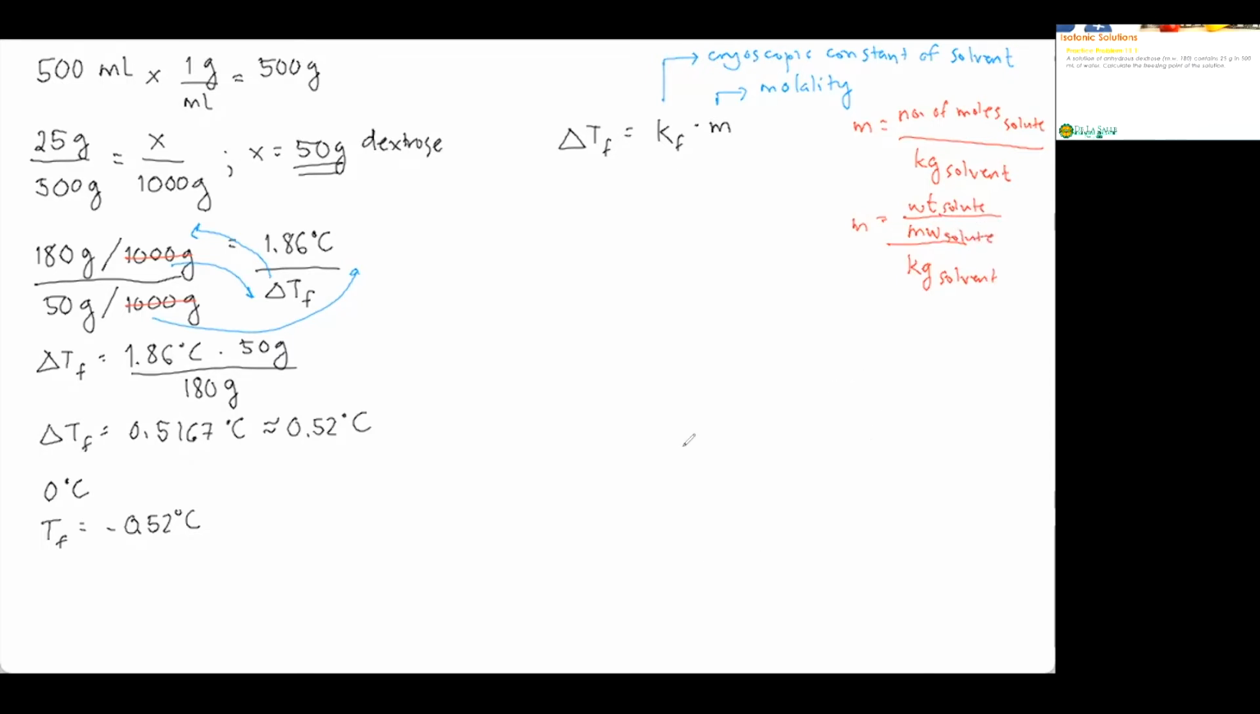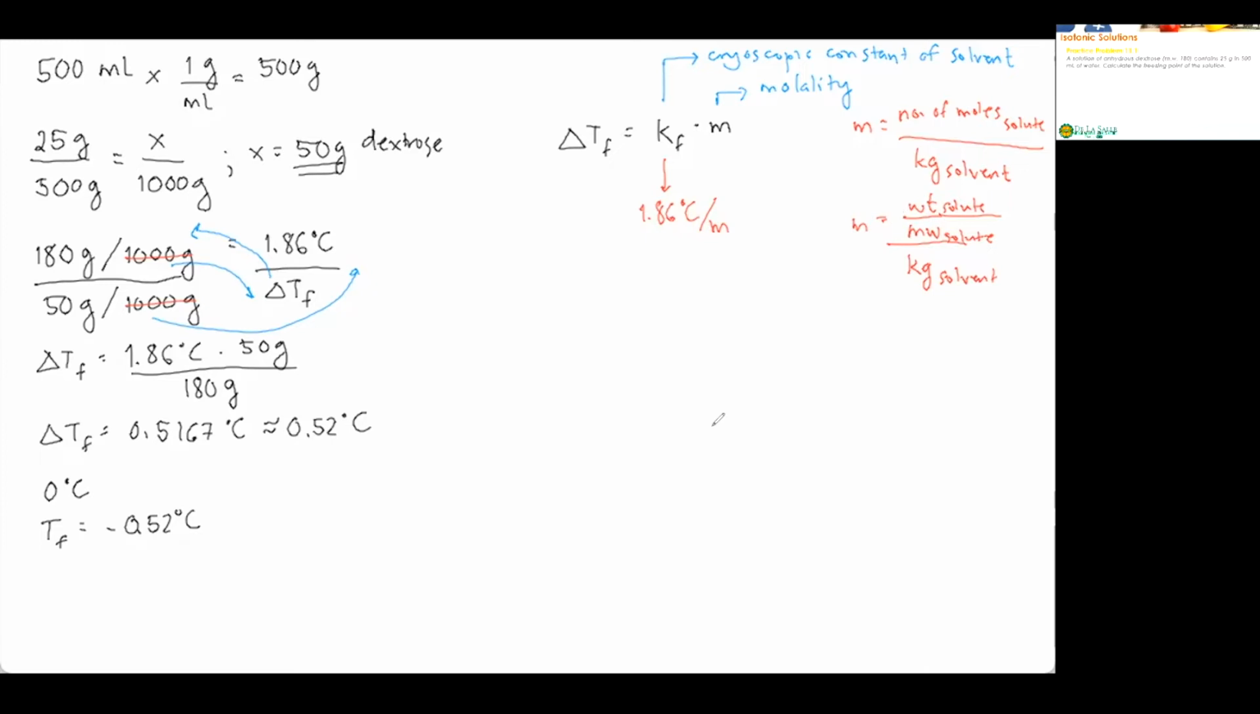Now, the cryoscopic constant of water is equal to 1.86 degrees Celsius per molal solution. The solution needs to be a solution in water, so this can also be stated as 1.86 degrees Celsius per molar concentration of an aqueous solution. Now let's go back to the problem. What do we know in the problem that we can plug in this formula?